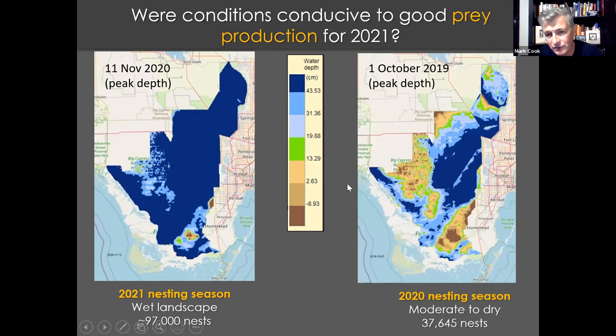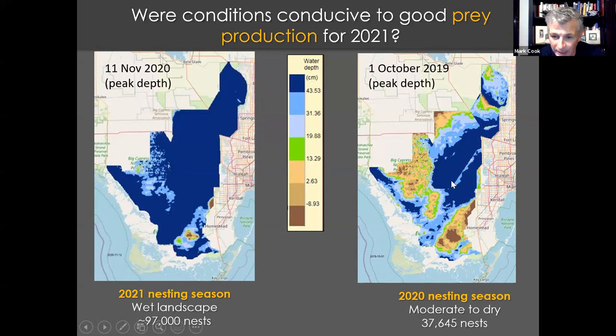And just as a comparison, this is the year before, this is the peak water depth. This occurred on the 1st of October for 2019. So these were the conditions leading into the 2020 nesting season. We can see we only had 37,000 nests that year. It was moderately dry, and the reason is because half the system was almost dry at the peak of the wet season. We just don't have enough water in much of the system to produce that productivity of aquatic organisms that we need.